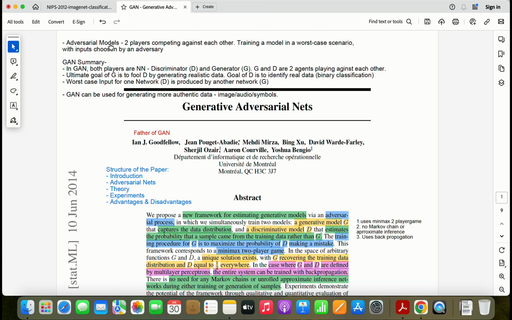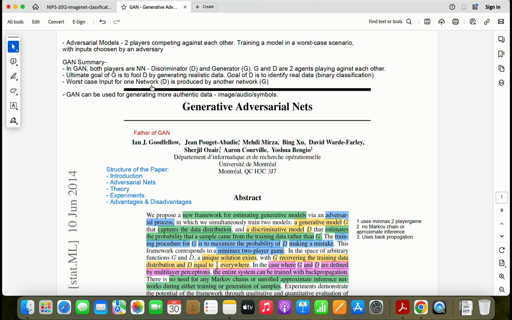So what exactly is an adversarial model? It's two players competing against each other, as the name suggests. In more technical terms, it's training a model in a worst case scenario with input chosen by an adversary. So in terms of GAN, the two players are neural networks, discriminator and generator, and they are competing against each other. The ultimate goal of the generator is to fool the discriminator by generating realistic data. The goal of the discriminator is to identify real data. So it's a binary classification model.